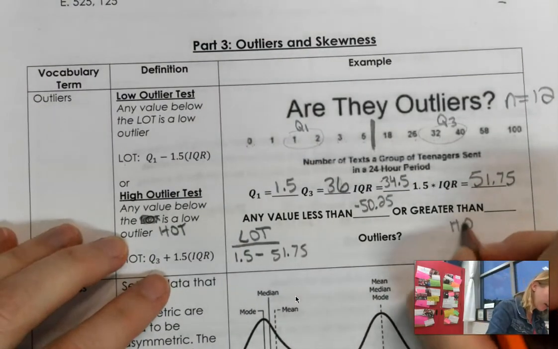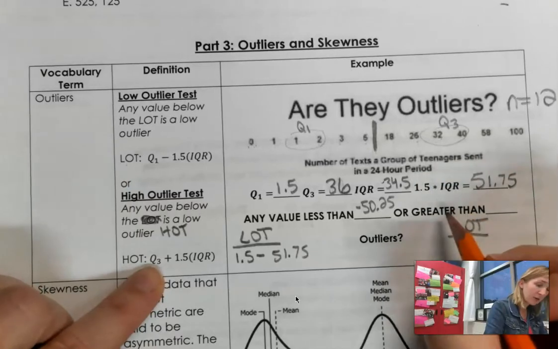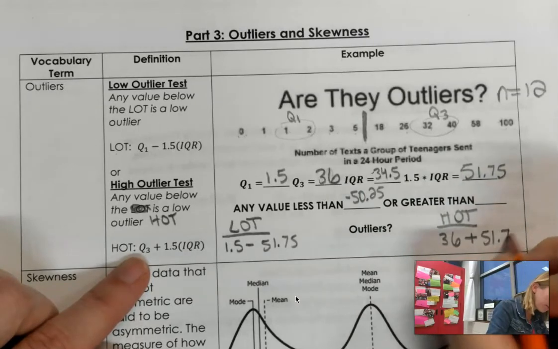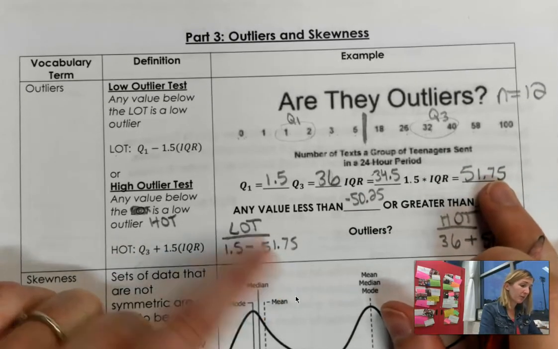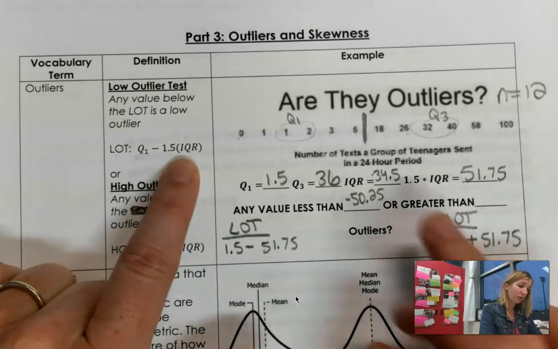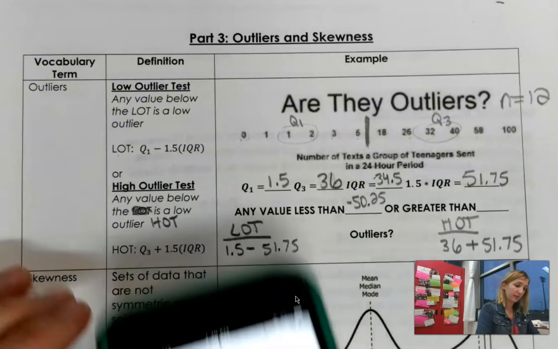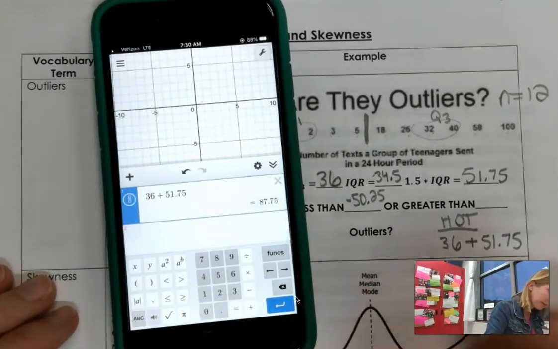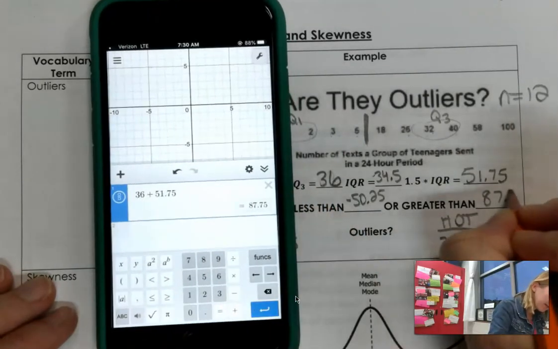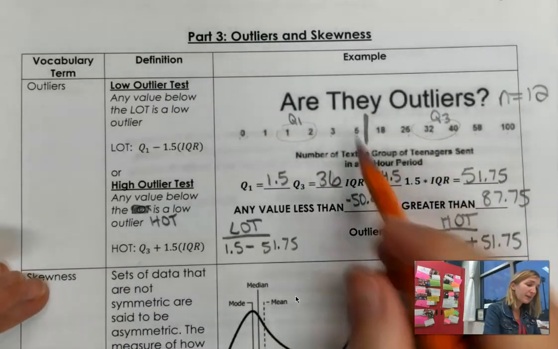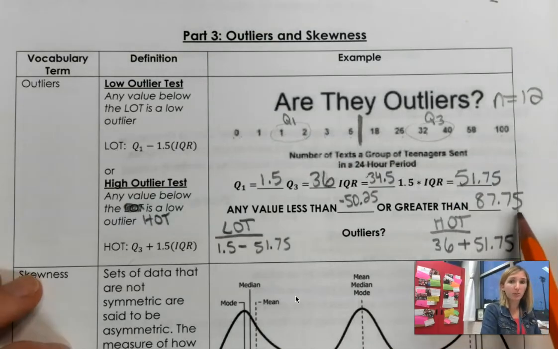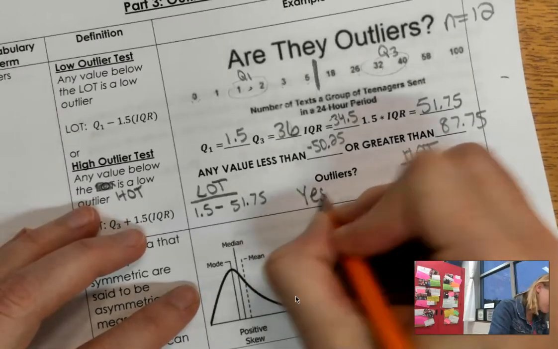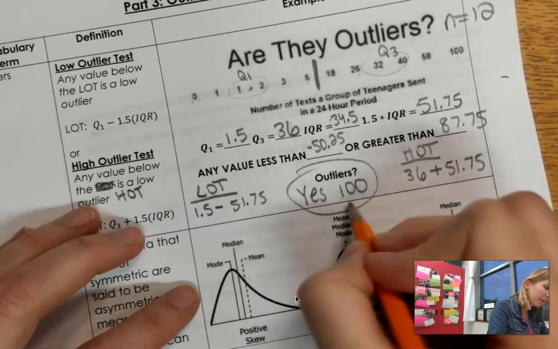All right. Let's try the high outlier test. That's going to give me my Q3, which is 36, plus 51.75. Remember, the 51.75 is 1.5 times my IQR. So 1.5 times 34.5. All right, so 36 plus 51.75 is going to give me 87.75. Do I have any pieces of data in my data set that are above 87.75? I do. 100. So yes, we have one high outlier at 100.